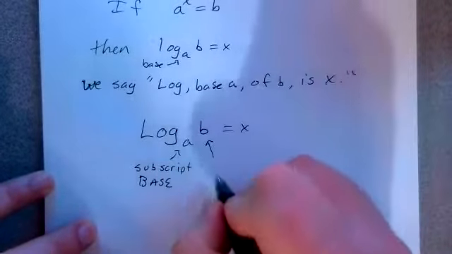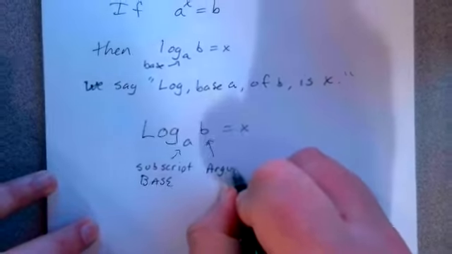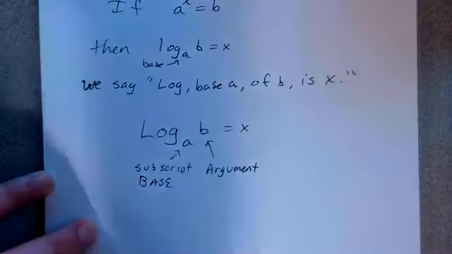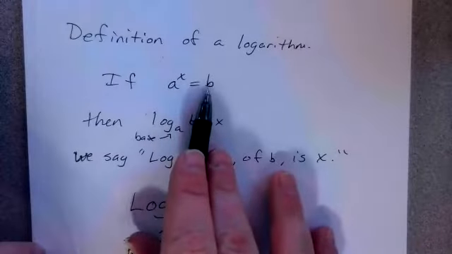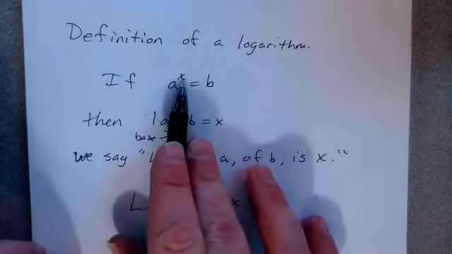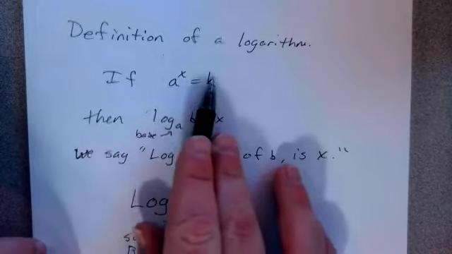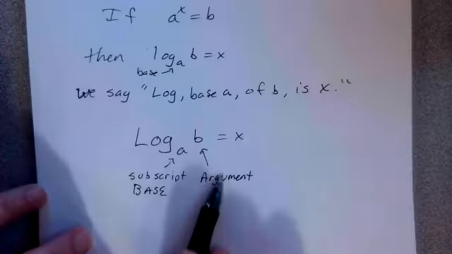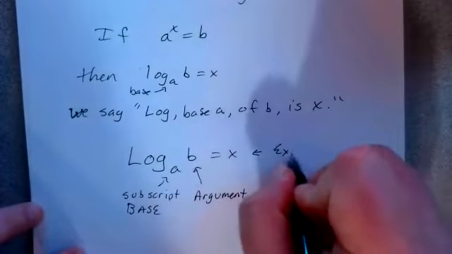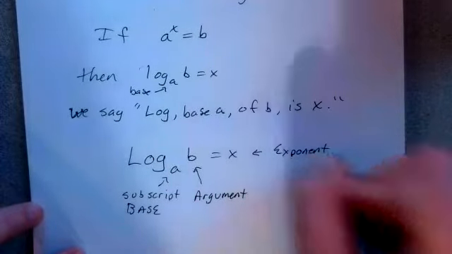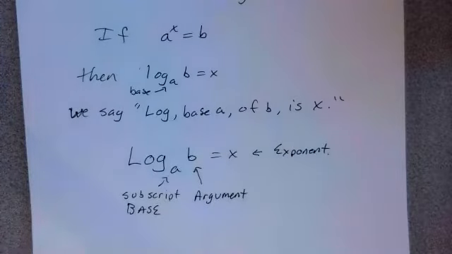b is the argument. It goes inside the logarithm. Up here, it was just the answer to whatever a to the x was. So b is just your answer, and the answer then becomes the argument. And x here is still just the exponent. Okay? All right.